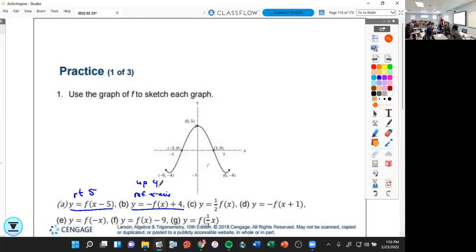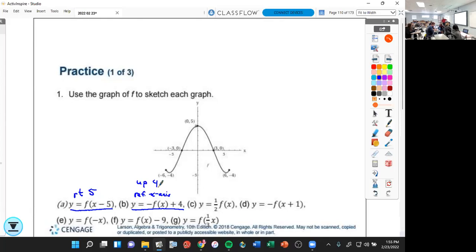Now let me ask you this. Look at the graph they gave us. If I reflected that graph across the y-axis, what would it look like? Exactly the same. Why? This graph is symmetric about the y-axis. So if something's reflected across the y-axis and it's symmetric across the y-axis, you will see no difference.